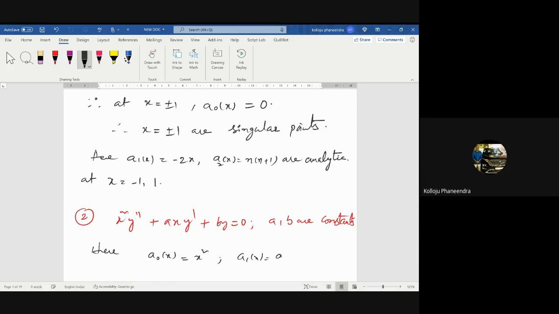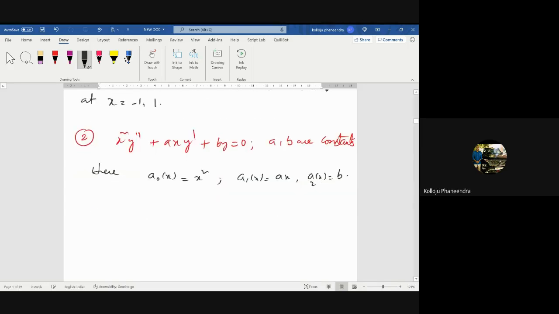A1 of x is ax, A2 of x is b. So what are the points set? A0 of x equal to 0 means x square equal to 0, that is nothing but x equal to 0. Therefore, x equal to 0 is the singular point.